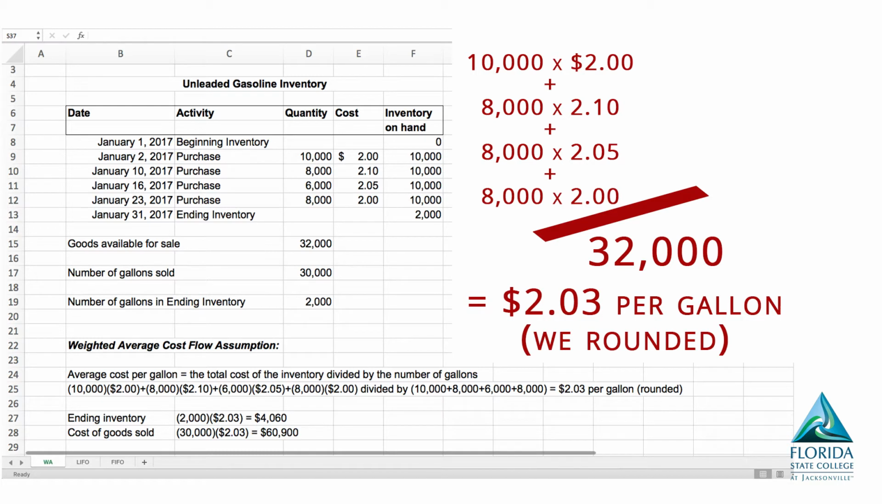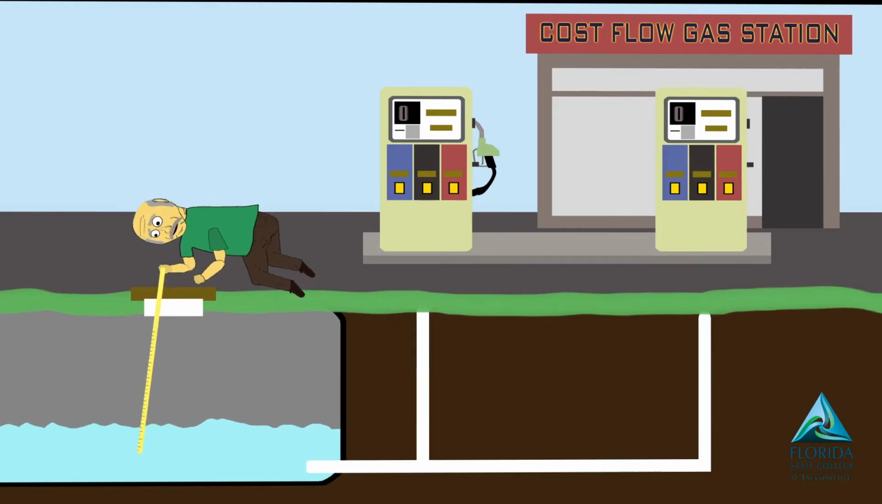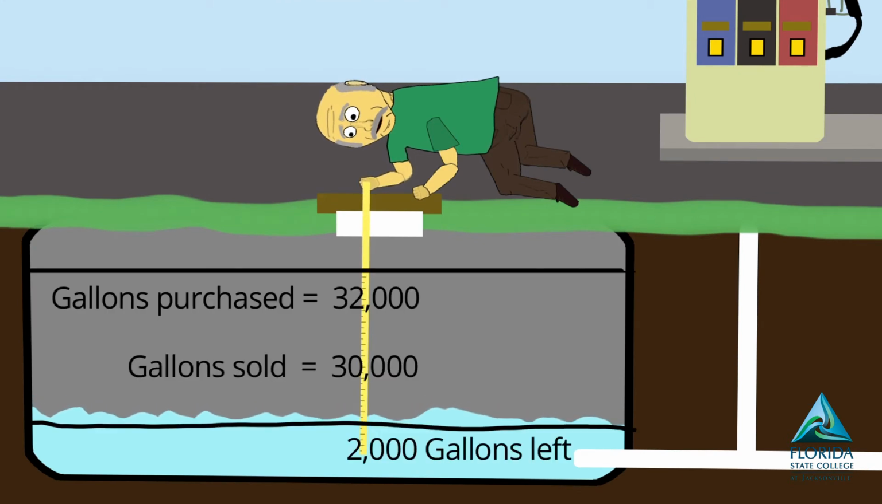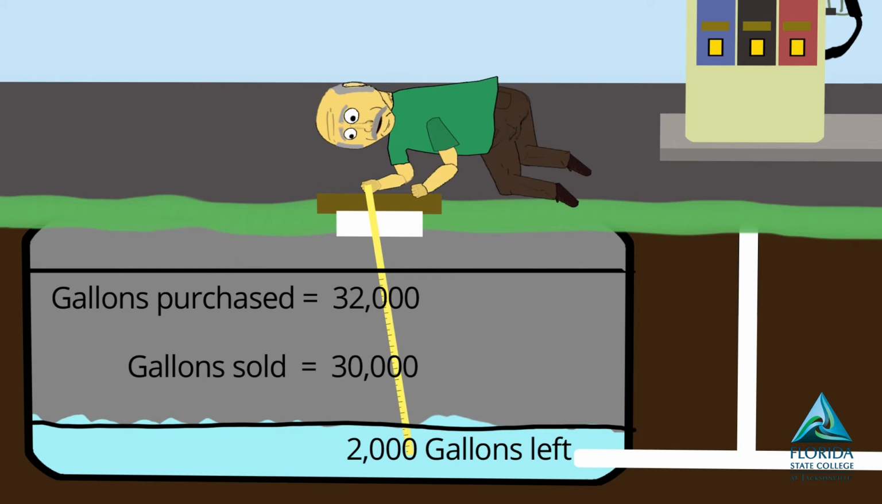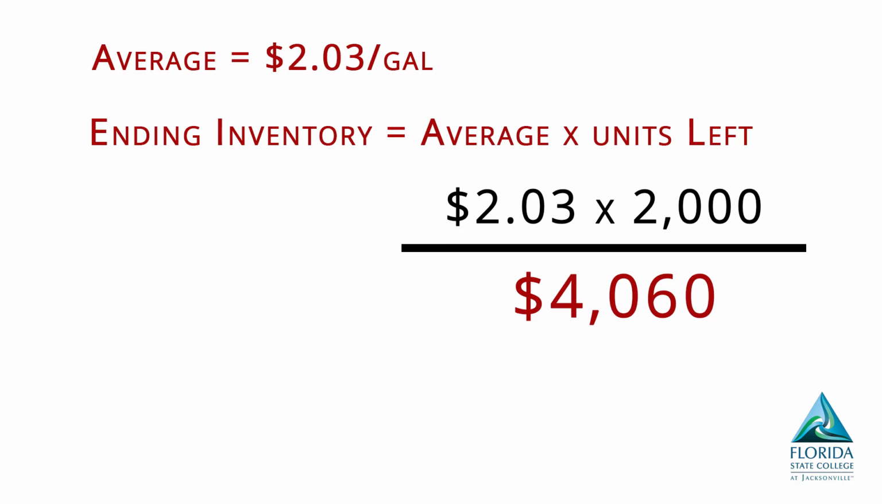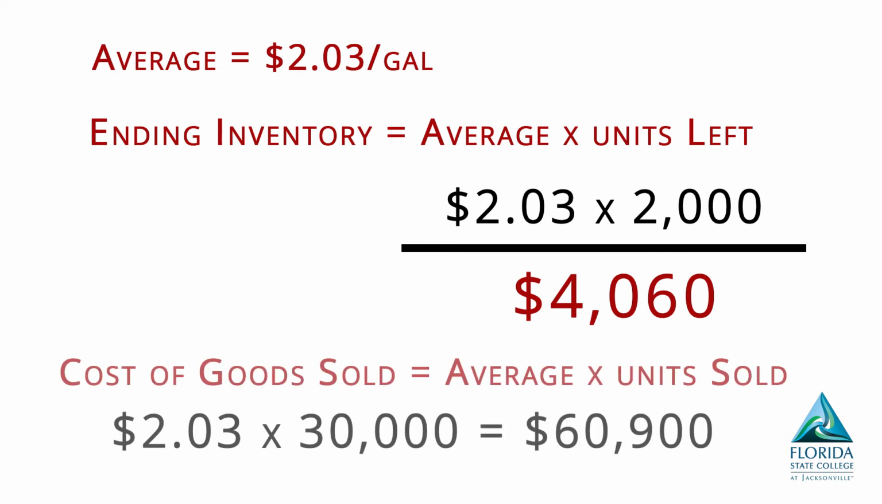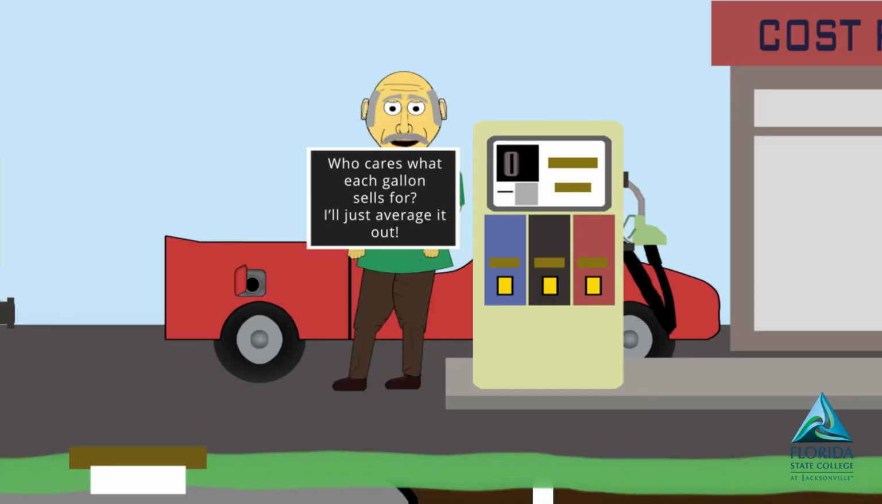Now, we're going to say in our ending inventory that we have 2,000 units left. Remember, we sold 30,000 of our 32,000 gallons. So our ending inventory is 2,000 units times $2.03, and our cost of goods sold is going to be 30,000 units times $2.03. So the weighted average method says, hey, I can't identify with any clarity which units have been sold. I'm just going to say we sold the average units.